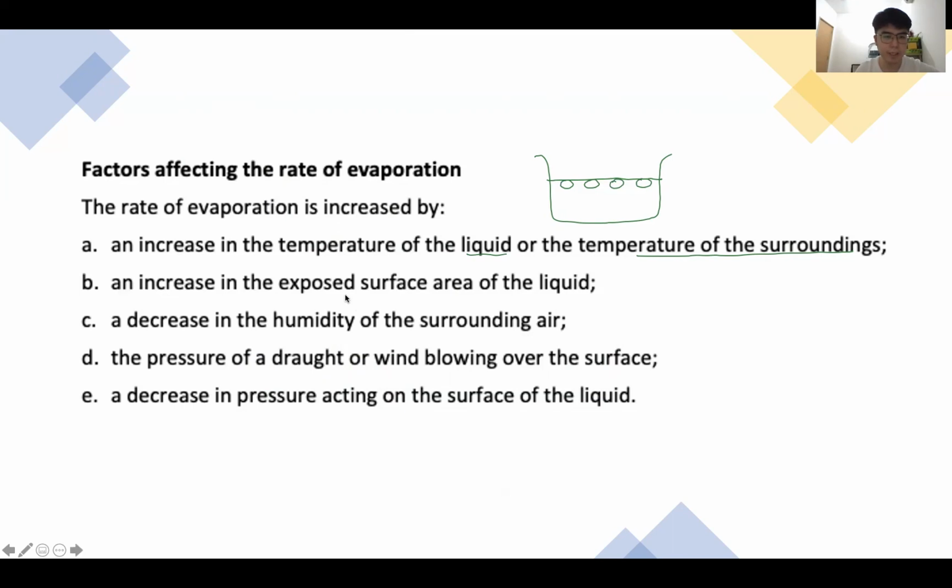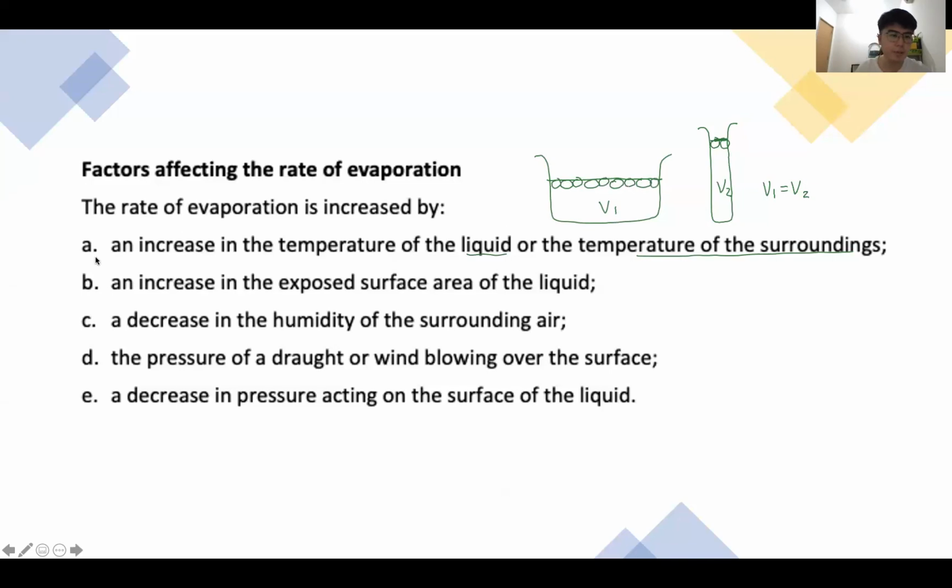B, an increase in the exposed surface area. Exposed surface area means you have a container that is flat, and then you have, let's say, a cylinder. Assuming that they have the same volume, V1 equals V2, which one evaporates faster? Of course, the first one, because more exposed surface means more room for the particles to get out. This one has less room. This one has more particles at the surface.